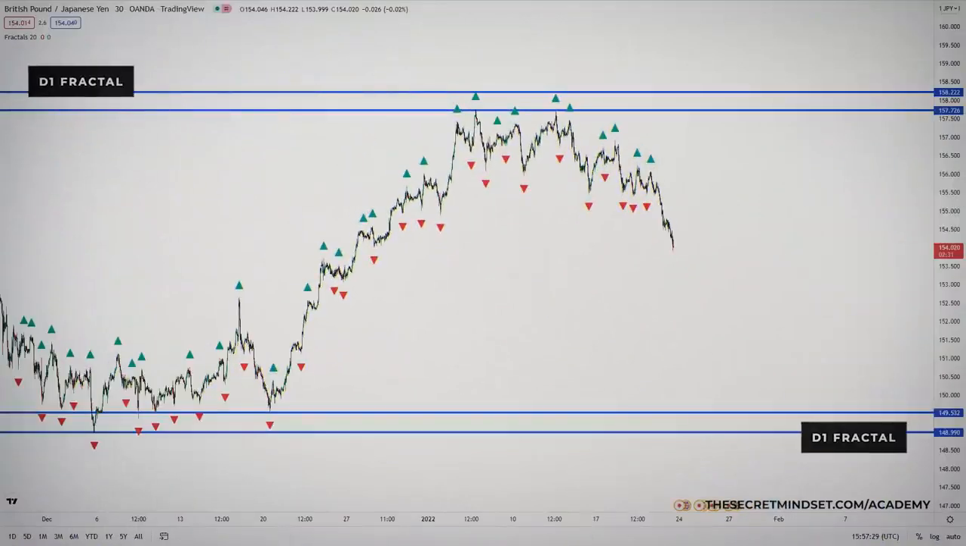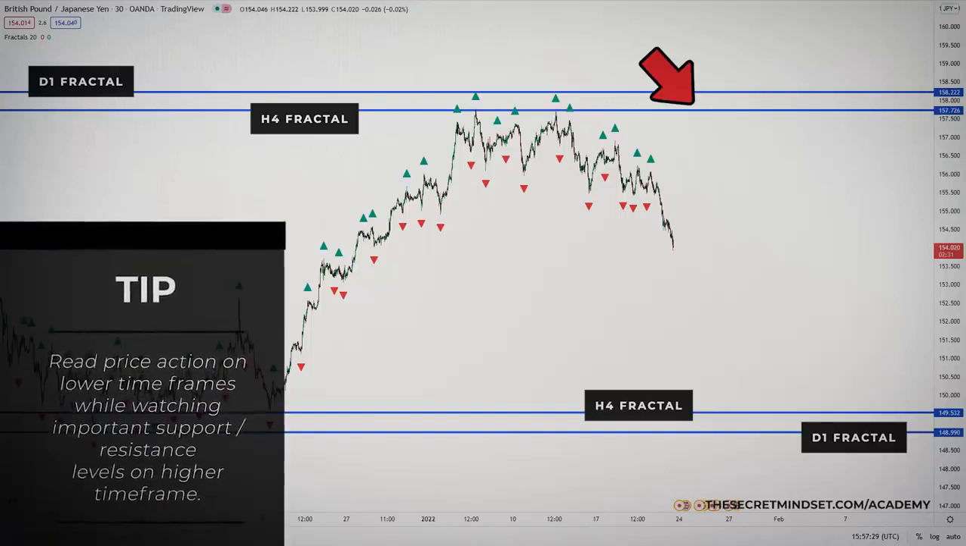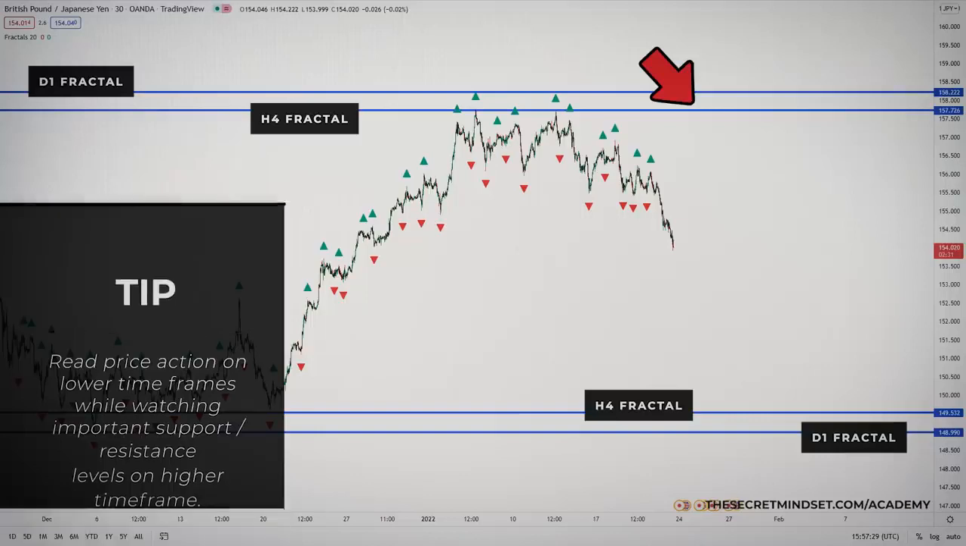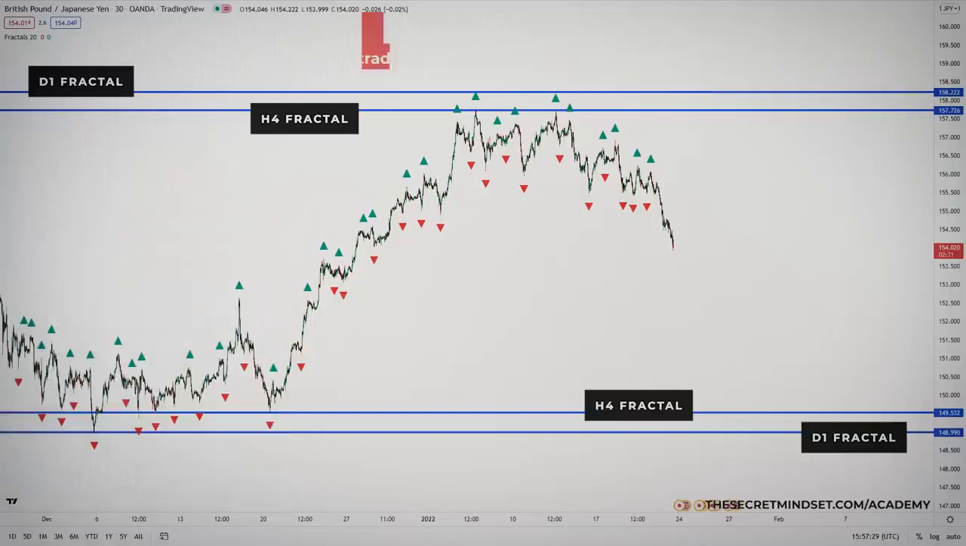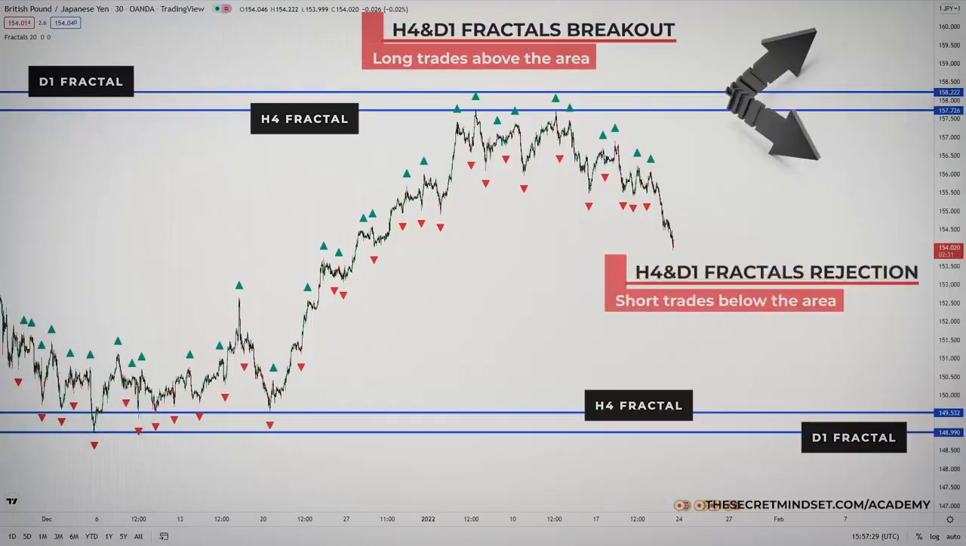In this example, you look for reactions at this resistance level given by the fractals on the 4-hour and the daily time frame, and trade on the 30 minutes time frame. Trading in a lower time frame lets you read price action while watching important support and resistance levels on higher time frames. If price breaks this major resistance here, it can be a potential breakout setup. If it rejects the resistance, it can be a decent reversal setup.